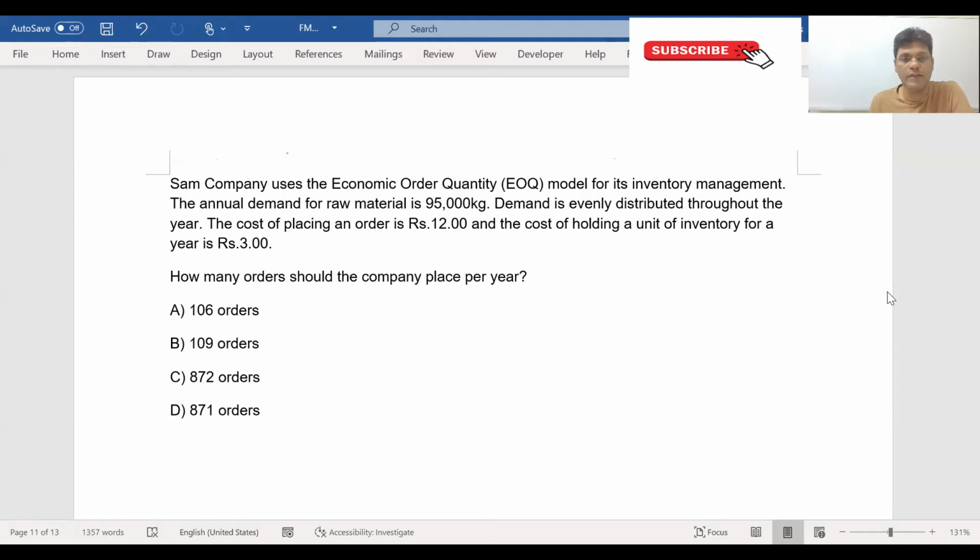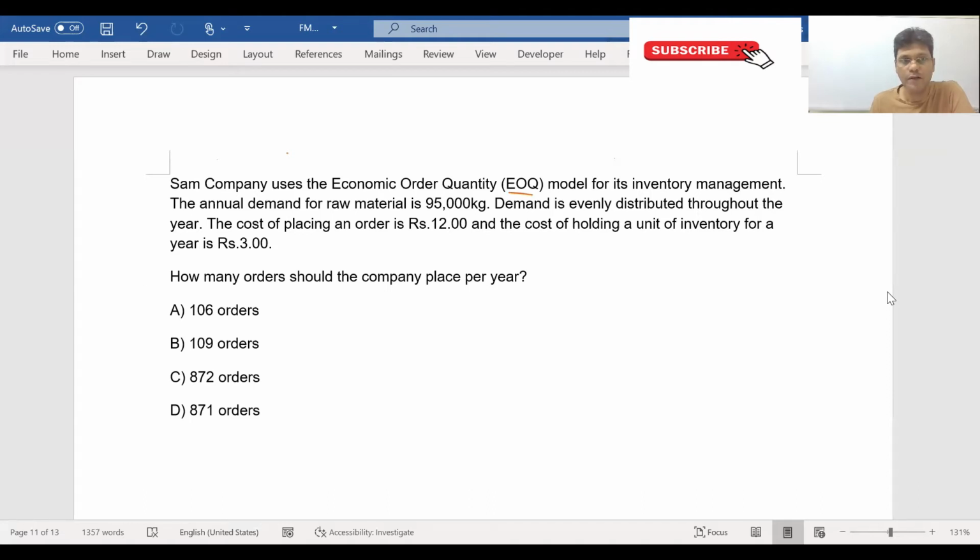In this session, I'll be discussing a question relating to the economic order quantity or EOQ model. Okay, so let's go through this question. Sam Company uses the economic order quantity, which is the EOQ model, for its inventory management.